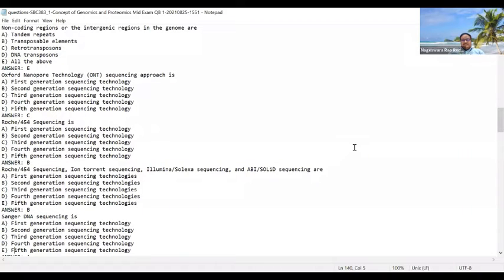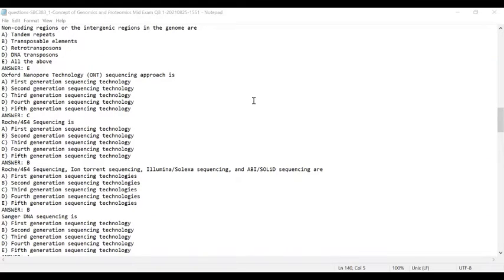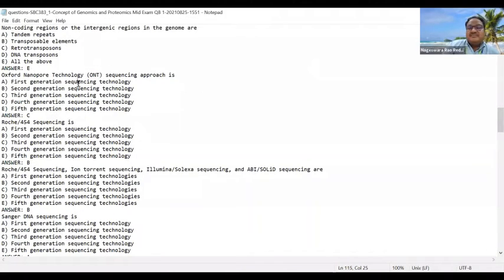Ashrita, are you there? Yes, sir. So what is the answer there? Third generation, sir. Okay, third generation sequencing technology. So nanopore technology is the one which was implemented and it's the third generation sequencing technology.